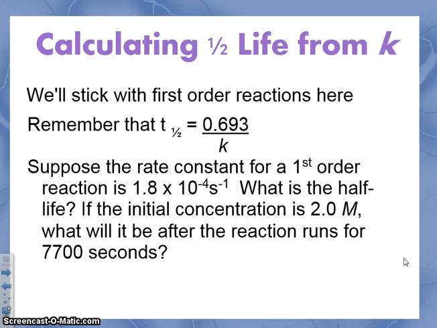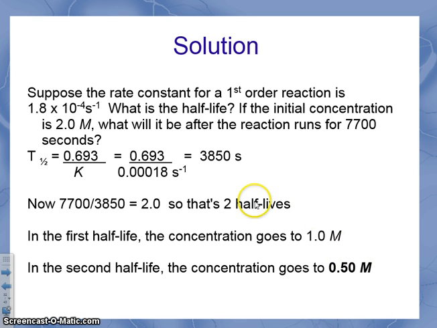Now, how to calculate the half-life from K? We'll stick with first order reactions here. Remember that the half-life is 0.693 divided by the rate constant. Suppose the rate constant for a first order reaction is 1.8 times 10 to the negative 4th reciprocal seconds. What's the half-life? And if the initial concentration is 2 molar, what will it be after the reaction runs for 7,700 seconds? Well, we do the math here and we see that the half-life is 3,850 seconds.